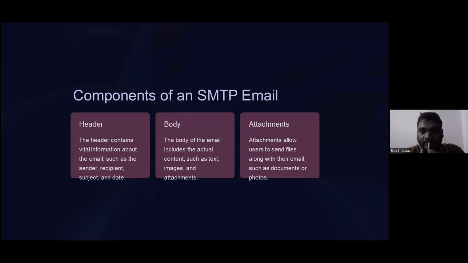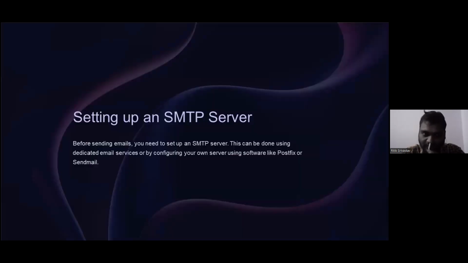Components of SMTP email. There are three components of SMTP email, which are headers, body, and attachment. The header contains information about the sender email, recipient email, subject, and date. The body contains the actual content such as text, images, and attachments. And attachments allow us to send files along with the email, such as any document or photos.